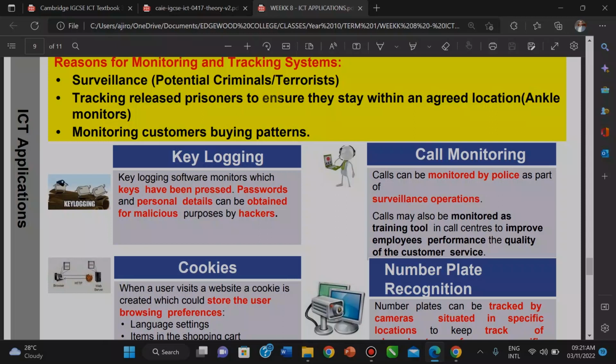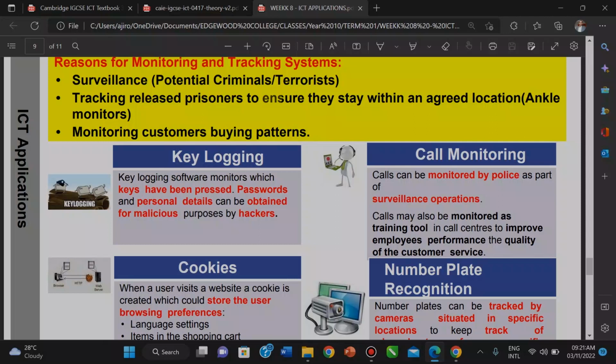Now we have keylogging. Keylogging software, which means that when you're trying to access a particular thing and you're not putting the right details, there are limits to what you can input. Over time, there's a time limit. You may have just 30 seconds to log in, and after 30 seconds it locks you. You cannot do that until you provide a form of authentication.